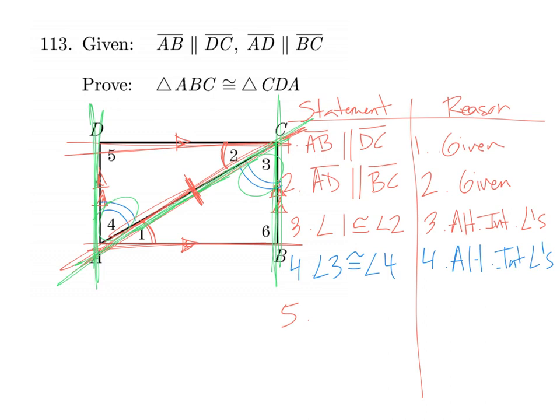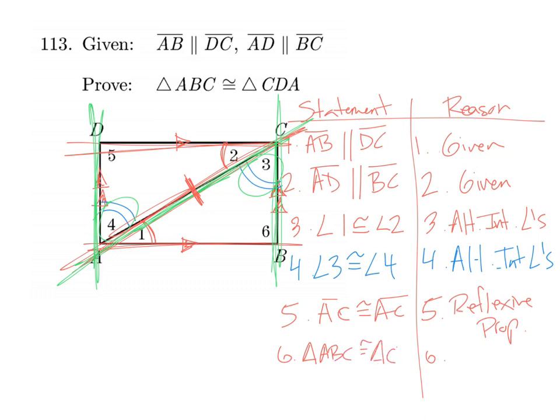Then I have this side that they share in common. So that's AC. AC is congruent to AC. And that's by the reflexive property. And then to finish off now, I have triangle ABC is congruent to triangle CDA by what shortcut? ASA. Done.